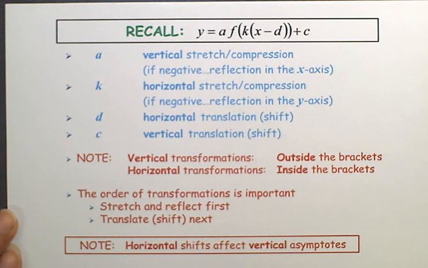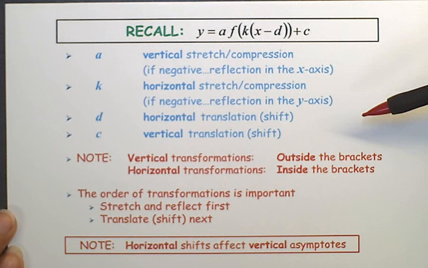The value of A looks at a vertical stretch or compression. So when A is greater than 1, it stretches the graph vertically. And when it's between 0 and 1, it compresses the graph vertically. If it's negative, you know that there's a reflection along the x-axis. The K value is a horizontal stretch or compression. We know that as well, so the graph will either get wider horizontally or more narrow. If it's negative, there's a reflection in the y-axis.